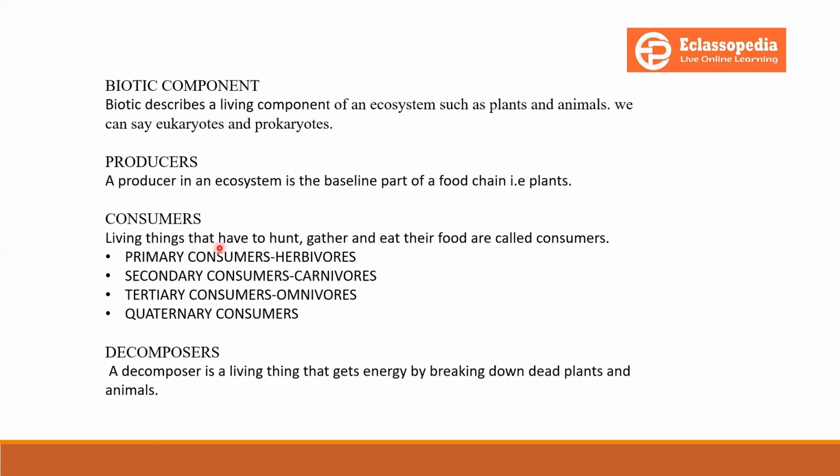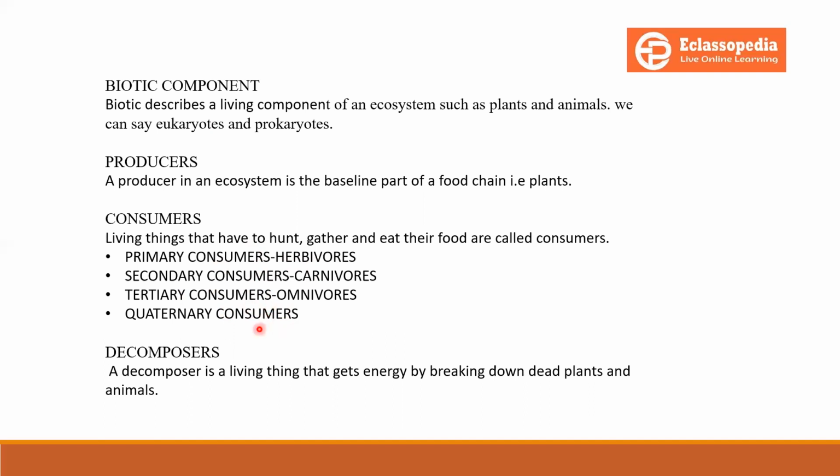Then you have consumers. Consumers are the living things that have to hunt, gather, and eat their food. They are primary, secondary, or tertiary consumers. First of all, we have the primary consumer. They are herbivorous and they rely on producers for food. Secondary consumers are carnivorous. They depend on primary consumers for energy. They can be carnivore or omnivore. Then you have tertiary consumers. They are the organisms that depend upon secondary consumers for food, and they can also be omnivores.